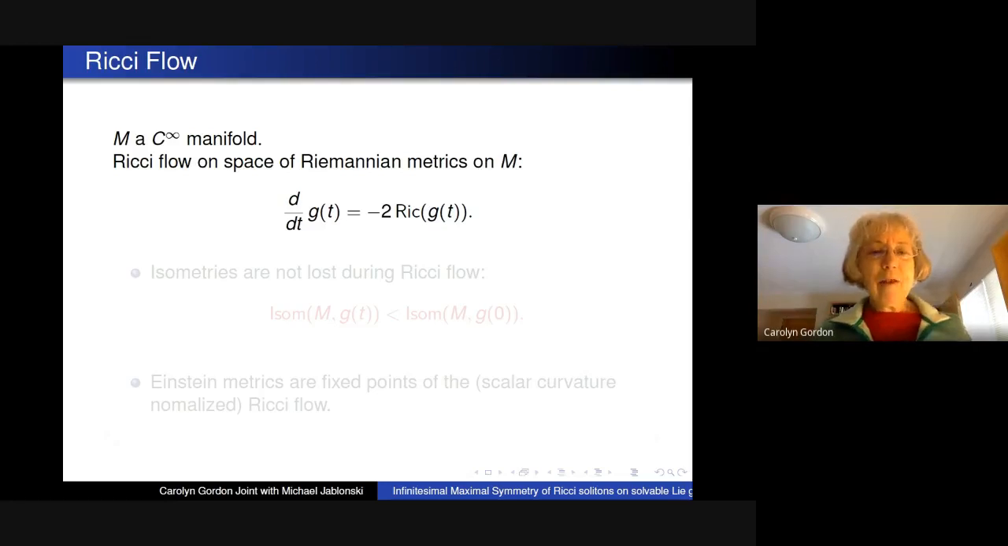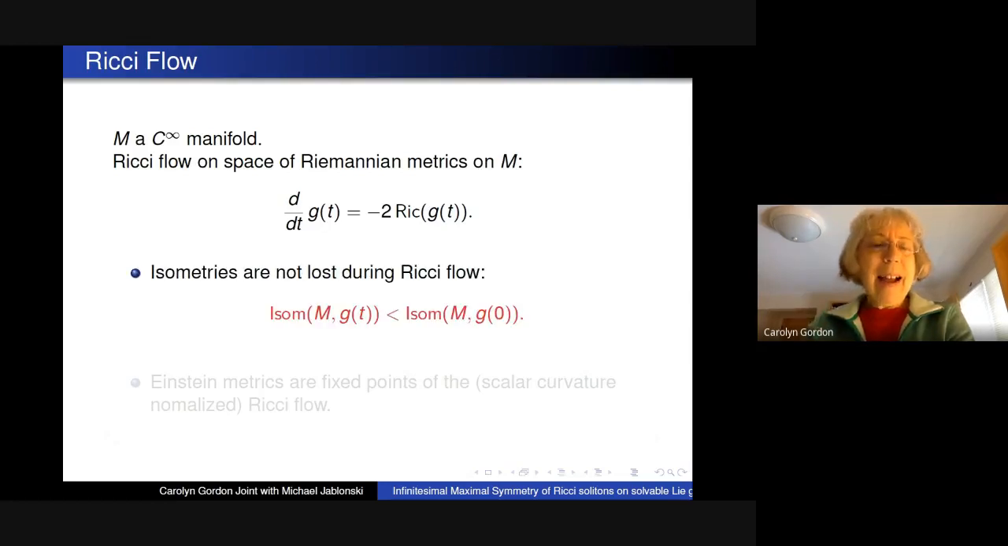So let me say a little bit about the Ricci flow. Are there any questions, by the way? Okay, so suppose you have a C infinity manifold, then recall the Ricci flow as a flow in the space of metrics. You flow by evolving the metric in the direction of the Ricci curvature. And the key point is that isometries are never lost during the Ricci flow. I'm sorry that I have this containment going the wrong direction. What it should be saying is that the isometry group of the metric at any time will always contain the isometry group of the initial metric. It will never get lost.